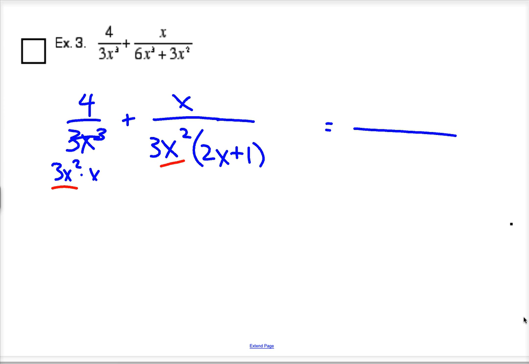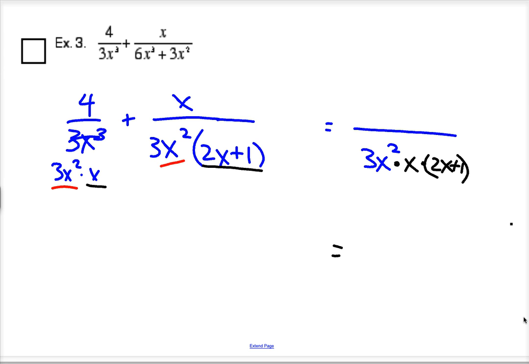And whatever they have in common, I'm just going to go ahead and put over here. And then I'm going to write down what they have that's extra over on the right-hand side. So on the left-hand side, there's an extra x. So on the right, I'm going to write the extra x. And over on the left, there's an extra 2x plus 1. So I'm going to write a 2x plus 1.